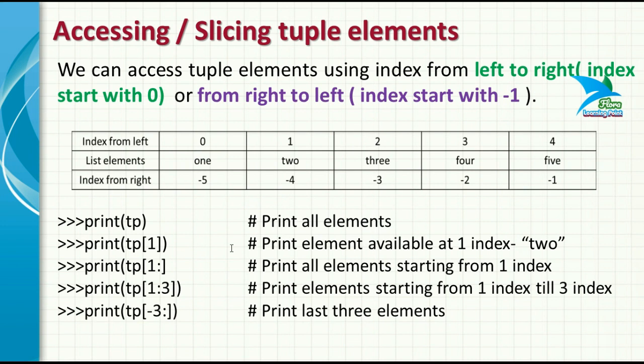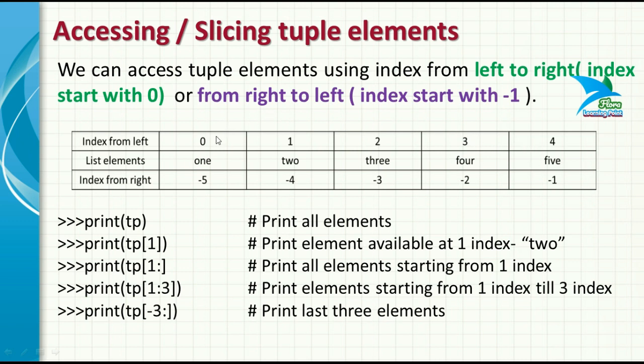Next, we'll discuss how to access or slice tuple elements. As we know, in Python sequences we have two indexing patterns: one from left to right, and the second from right to left. When you use the indexing pattern from left to right, the index starts from 0, and when you use the pattern from right to left, the index always starts from -1.